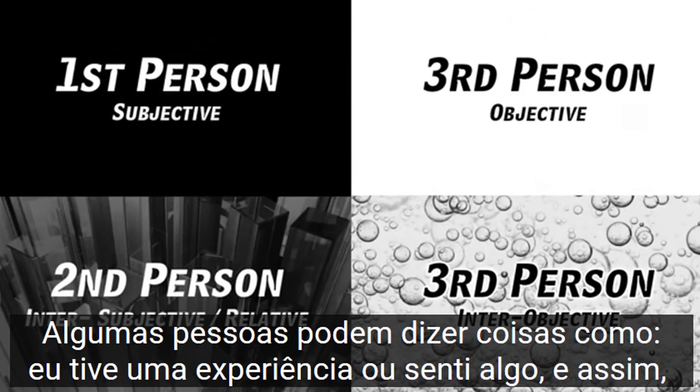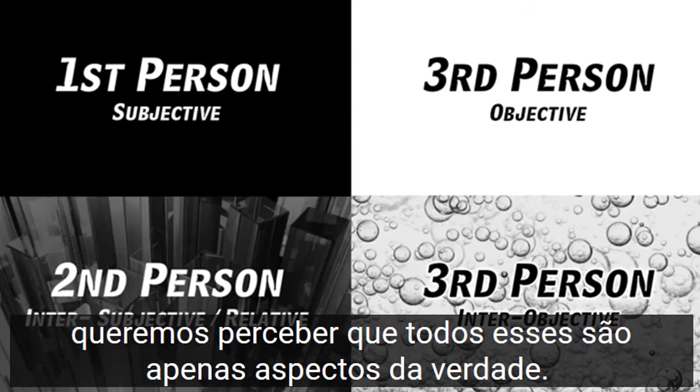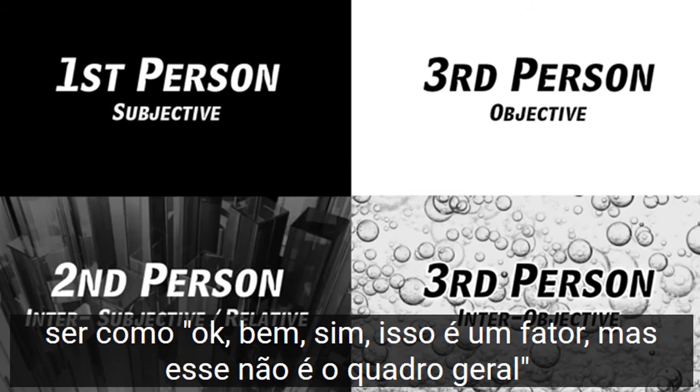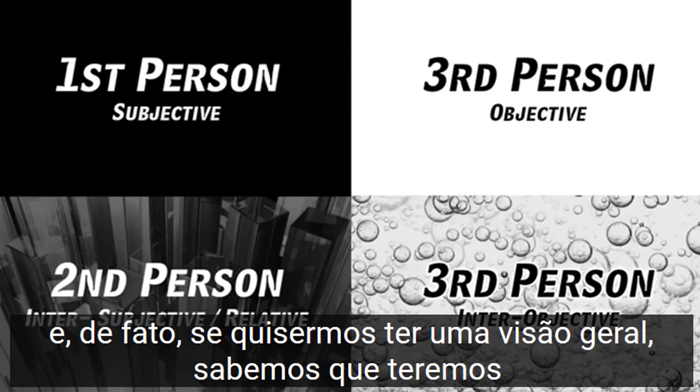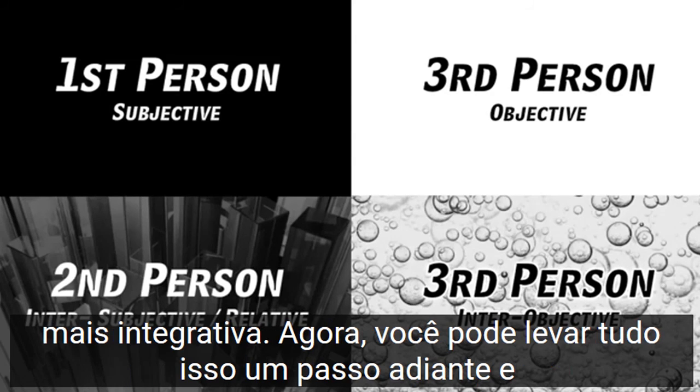Some people might say things like, I had an experience, or I felt something, and so I know that it's true. It's a type of subjective reductionism. With an integral approach, we want to realize that these are all just aspects of the truth. So these quadrants almost act as a type of psychoactive checklist for us to be like, okay, well, yes, that's a factor, but that is not the whole picture. And in fact, if we want to get the whole picture, we know that we're going to have to take into account all of these other factors to really, truly have the most integrative perspective.